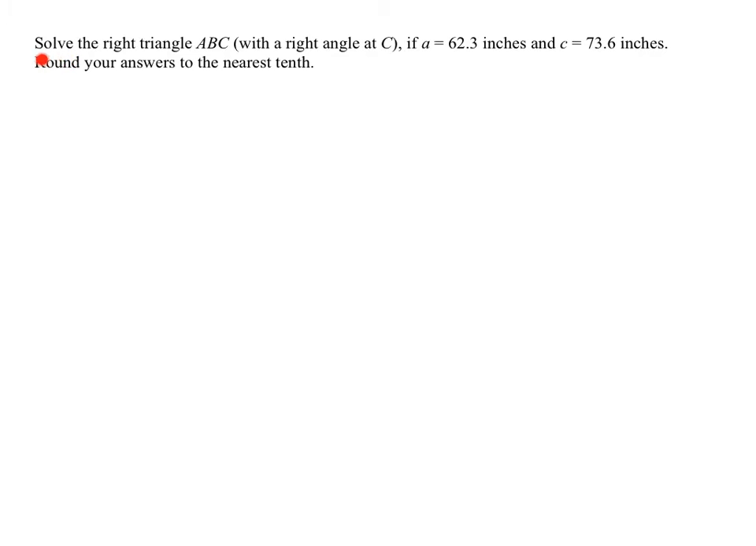In this problem, we need to solve the right triangle ABC with a right angle at C. We're told a is 62.3 inches and side c is 73.6 inches, and we need to round our answers to the nearest tenth. Whenever they ask you to solve a triangle, it means find all the missing parts. So the first thing you should always do is sketch out a triangle.